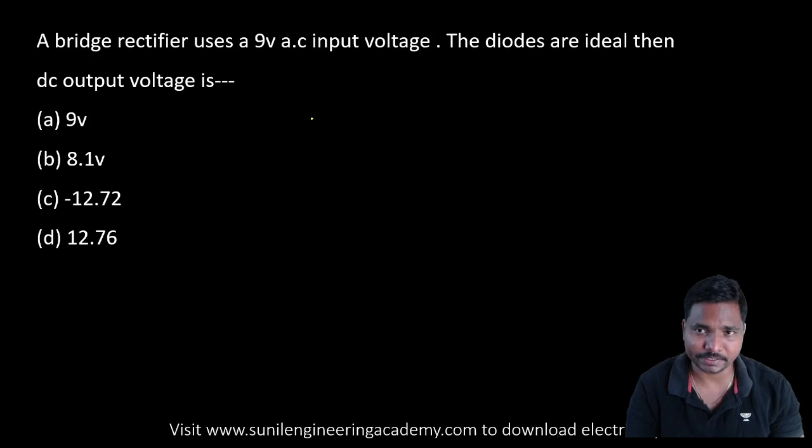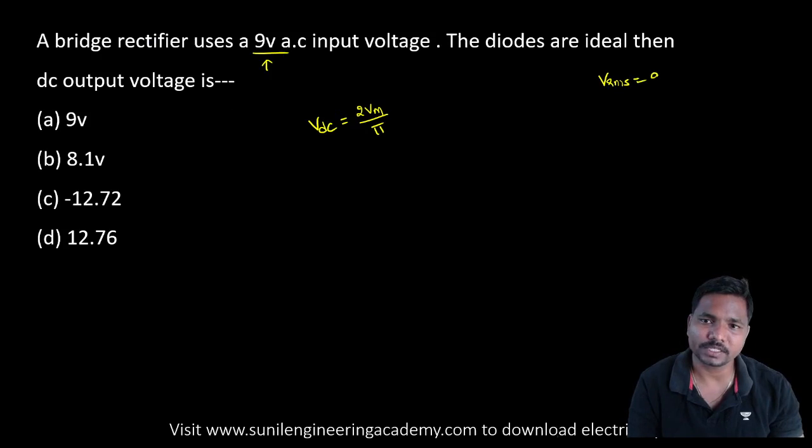Bridge rectifier DC output: VDC is equal to 2Vm by π. A bridge rectifier uses 9 volts AC input voltage. Whatever the input voltage, that is the RMS value, 9 volts. So the maximum value is equal to root 2 into RMS, that is 2 into root 2 into RMS.